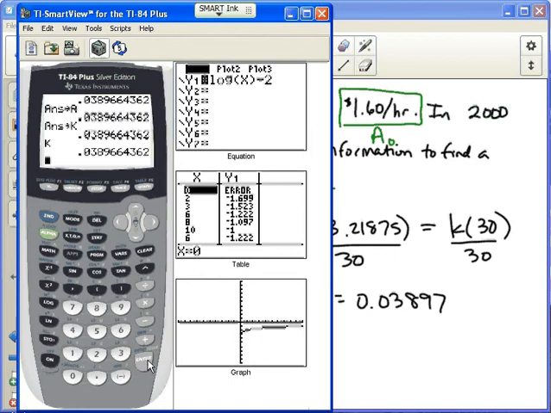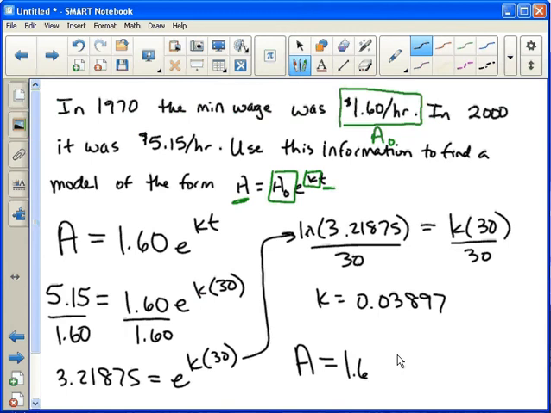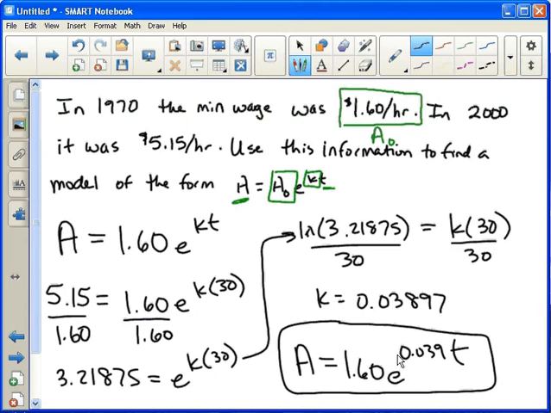Alright, but that's not quite our final answer, because again, our final answer is going to have A and T, because we want the equation. We want to know what the equation will look like. So we need to plug in A naught, which we said is $1.60, because that is our initial amount. We need to plug in our K, which I'll just say is 0.039, times T. So this is the equation they want you to write. You've got to plug in your constants, which are A naught and K. And that model will now give you an estimate for the minimum wage.